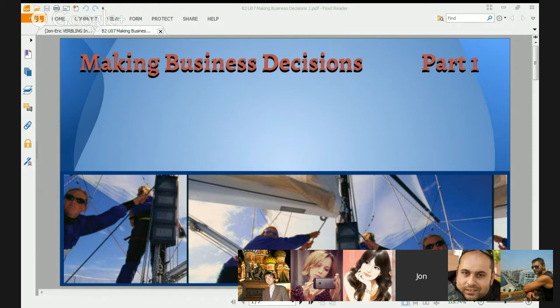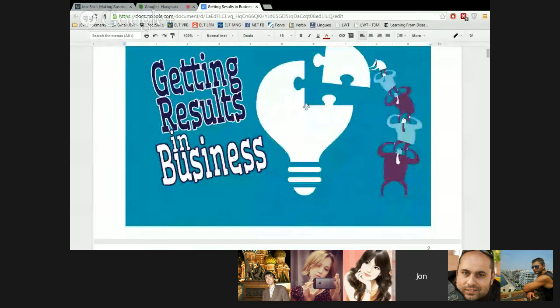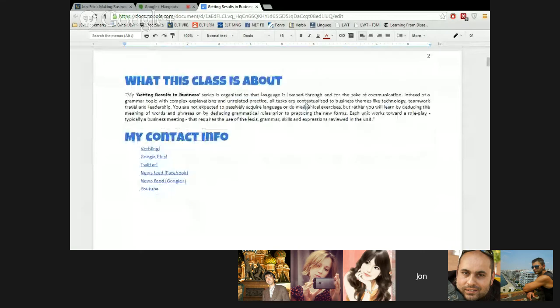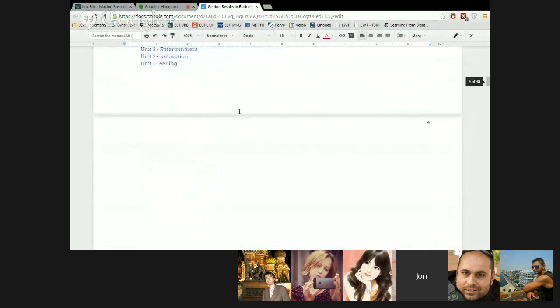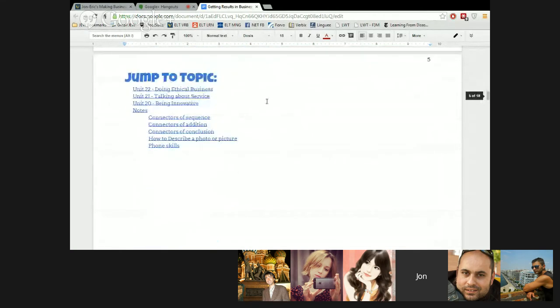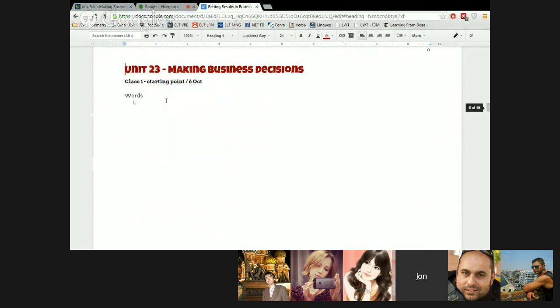Let me share with you the language that I just used by looking at our notes document. When you open the notes, you see this blue graphic, Getting Results in Business. If you scroll down, you've got my contact information. On the next page, you've got a list of all the topics we've covered so far. And on the next page, you've got our table of contents where it says Jump to Topic. And guess what? Unit 23 is on the top. Either you click on it or just scroll down to page 6.